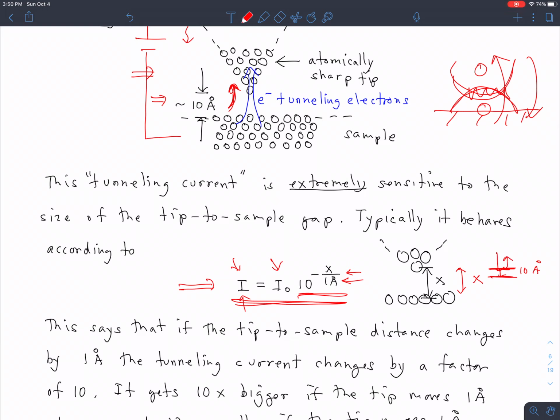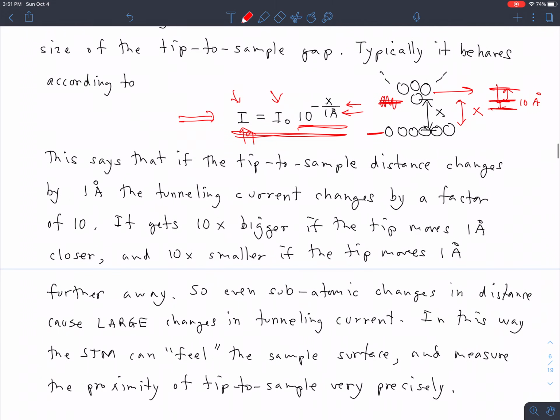Likewise, if I move away by an angstrom to 11 angstroms, that makes the current go down by a factor of 10. So I get a great big change in the current for very small changes in the tip-sample distance. And that means I can tell exactly how far my tip is from the sample as I scan the tip over the sample. It's extremely sensitive to the size of the tip-sample gap.